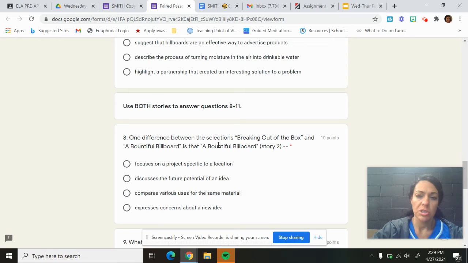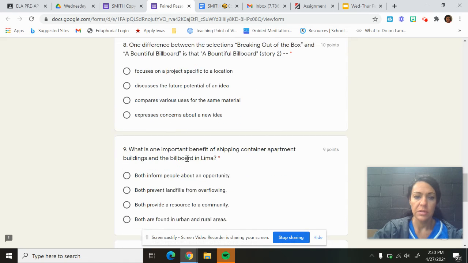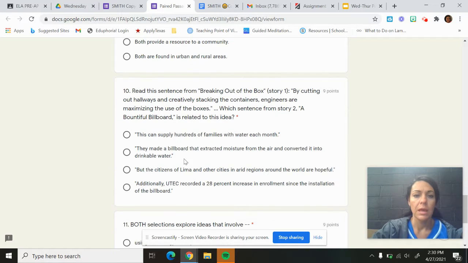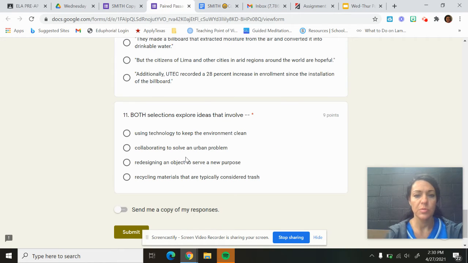One difference between the selections breaking out of the box and a bountiful billboard is that a bountiful billboard, so try to find the difference. What is one important benefit of shipping container apartment buildings and the billboard in Lima? Read the sentence from breaking out of the box. By cutting out hallways and creatively stacking the containers, engineers are maximizing the use of the boxes. Which sentence from story 2, a bountiful billboard, is related to the idea? And number 3, both selections explore ideas that involve.